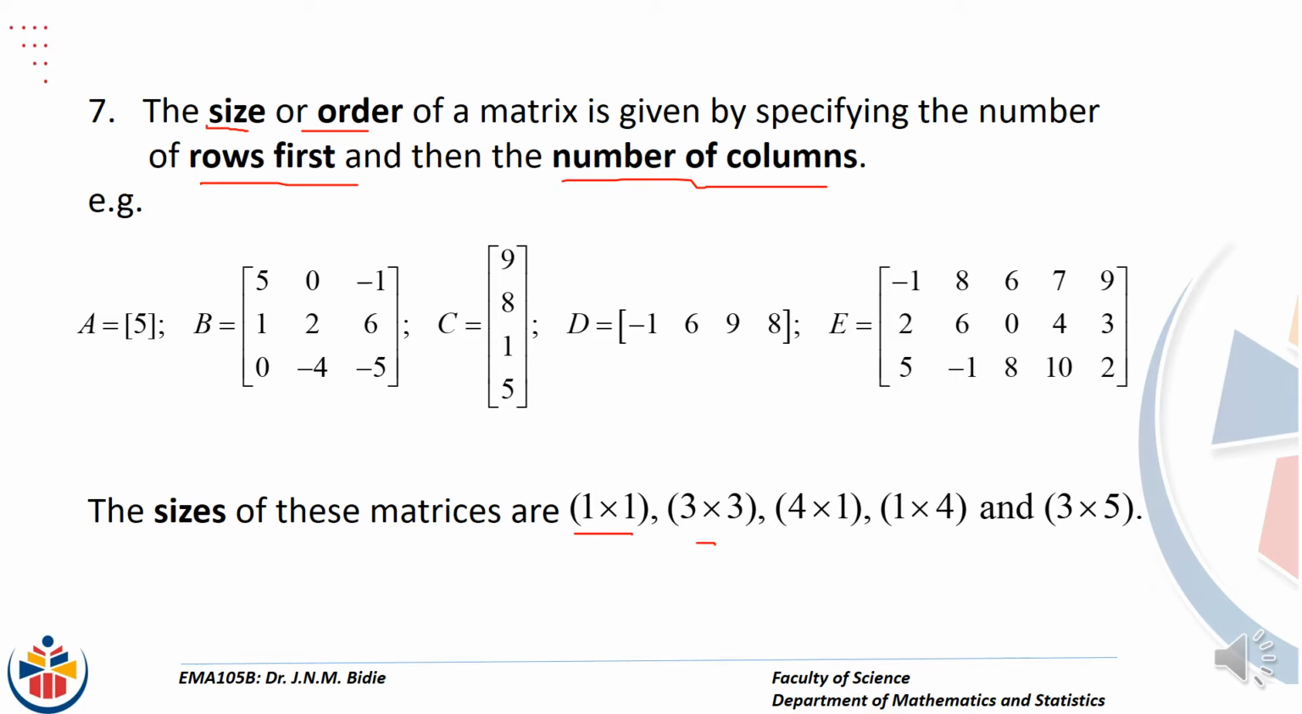And then C has got 4 rows and 1 column. So it is a 4 by 1 matrix. Note, always we start by specifying the number of rows and then the number of columns. D has got 1 row and 4 columns, so we call it a 1 by 4 matrix. And then E has got 3 rows and 1, 2, 3, 4, 5 columns. So we say it is a 3 by 5 matrix.